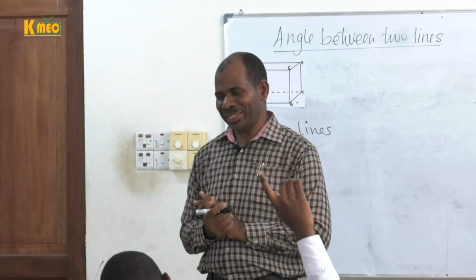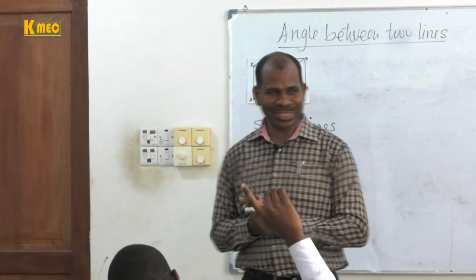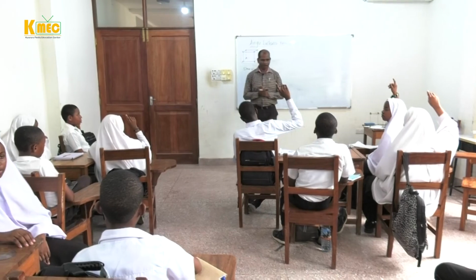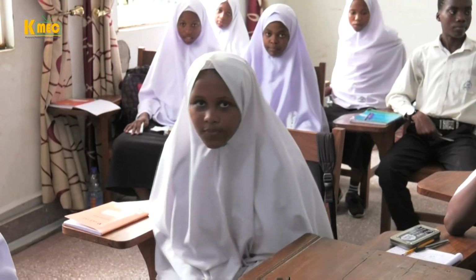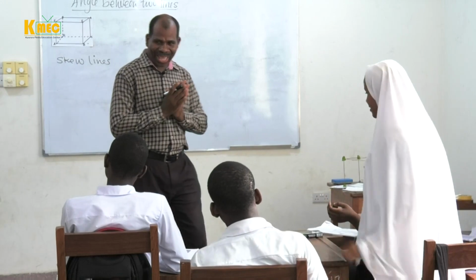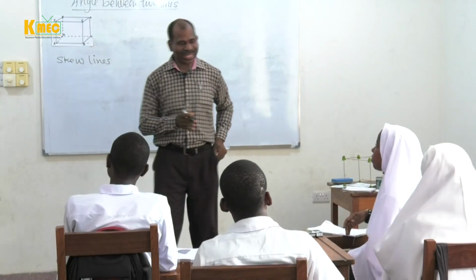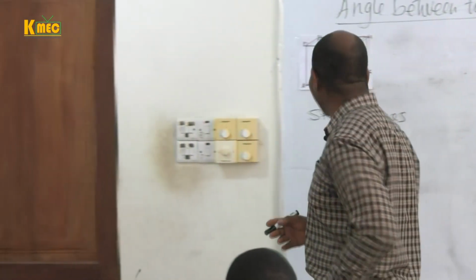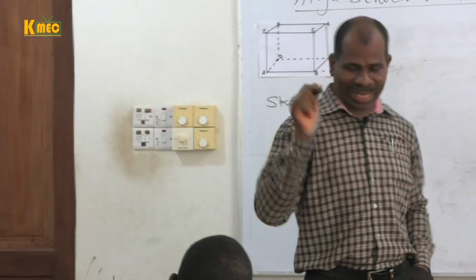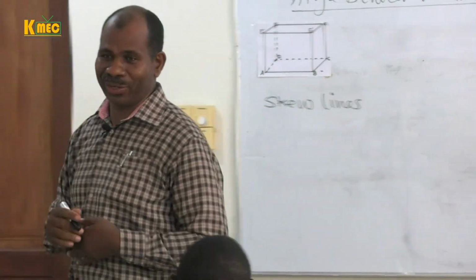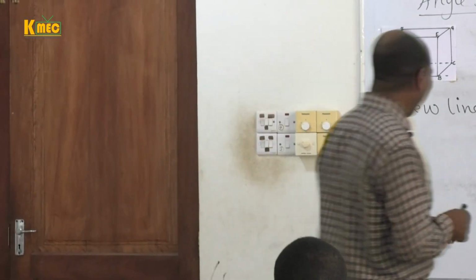Okay, who can try? What are skew lines? Are you ready? Can you try? Skew lines are lines which do not intersect and are not parallel. Oh, very good. Clap to her. So skew lines are lines that do not intersect and are not parallel. Okay? Let me write.